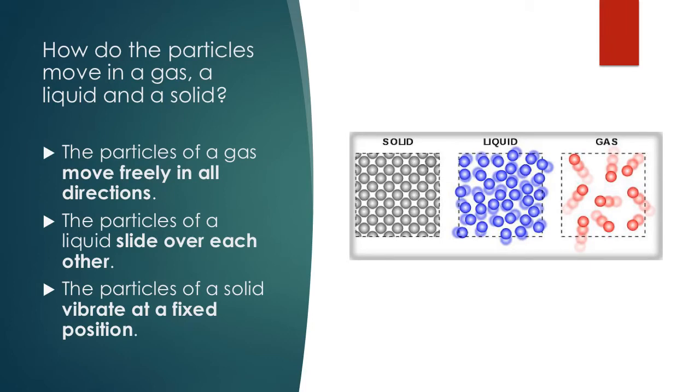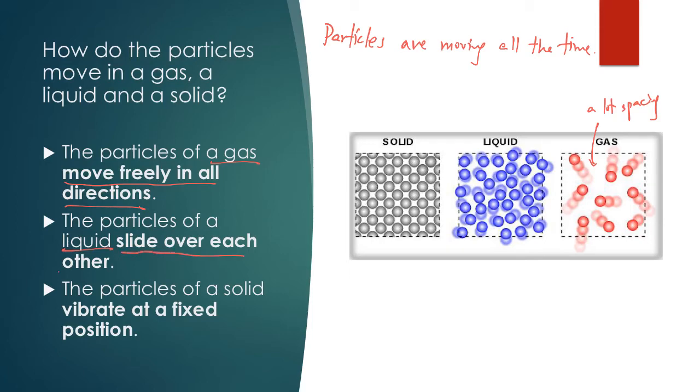Another part is about their movement. First of all, particles are moving all the time, but they are moving in different ways. For example, for gas, they are allowed to move in any direction because they have a lot of spacing. While for liquid, they are able to slide over each other. Remember, both liquid and gas do not have a fixed shape.